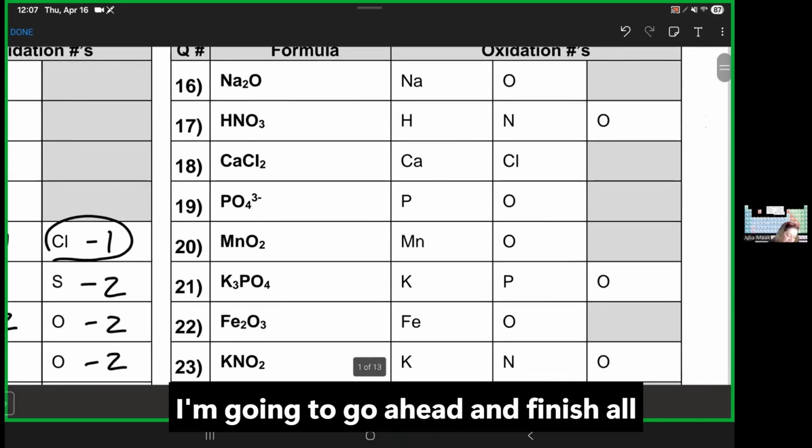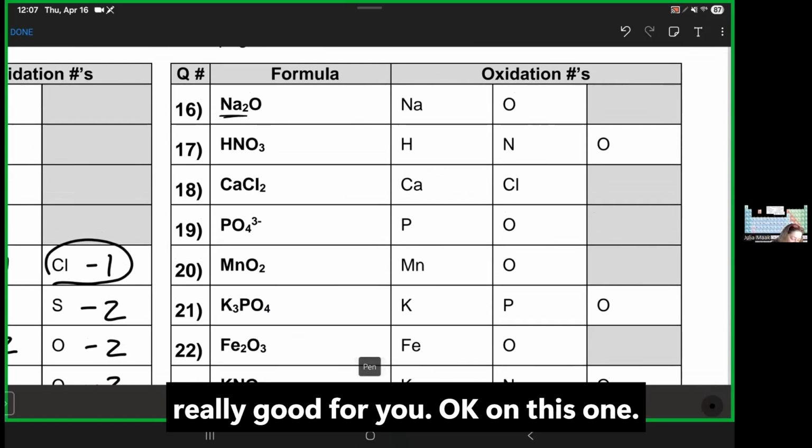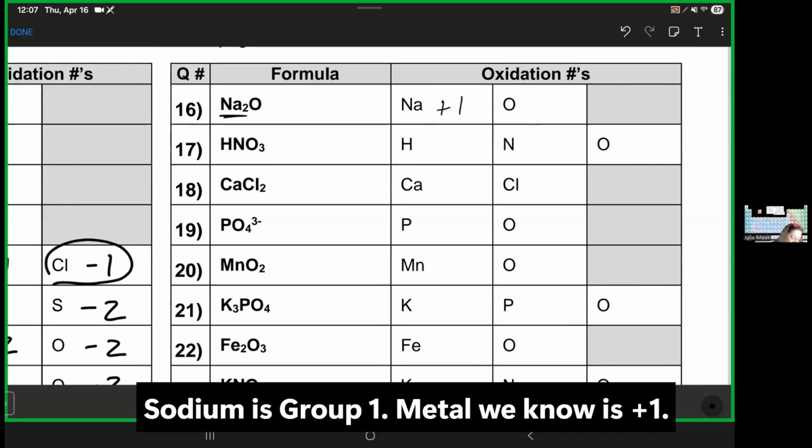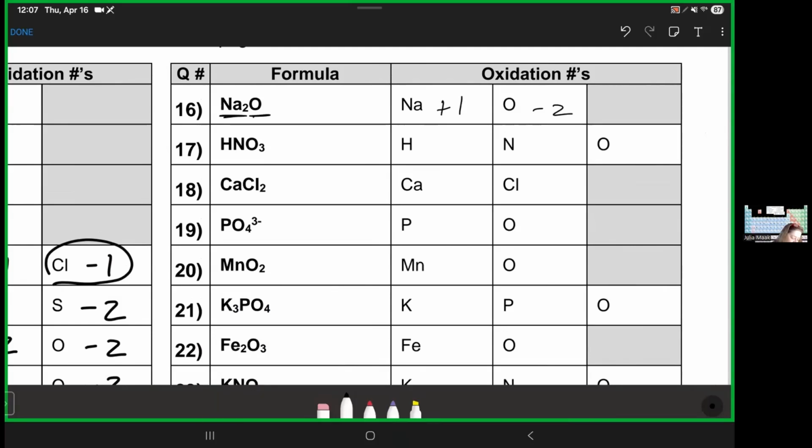I'm going to go ahead and finish all this practice because I think it's really good for you. Okay, on this one, sodium is group 1 metal. We know is positive 1. Oxygen in a compound is negative 2.